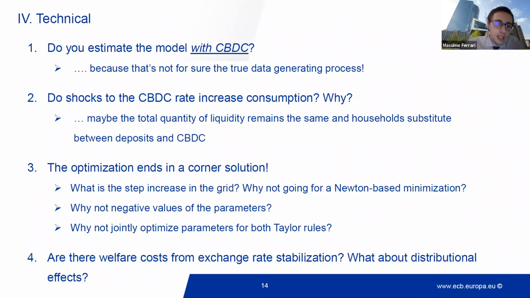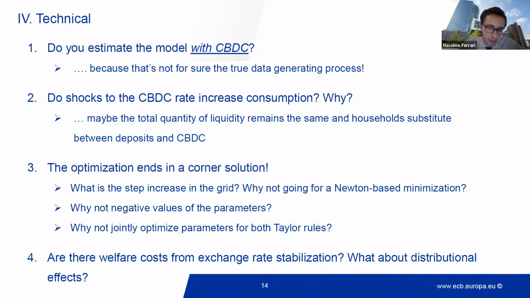And finally, just to notice, your optimization of welfare ends up in a corner solution. And this is, of course, not so nice. As I said in my talk before, maybe you can try some Newton-based algorithms. There are thousands out there that are really efficient and really fast. And the model, from my knowledge of this model and my reading of your paper, doesn't seem so large as to prevent the use of such algorithms.